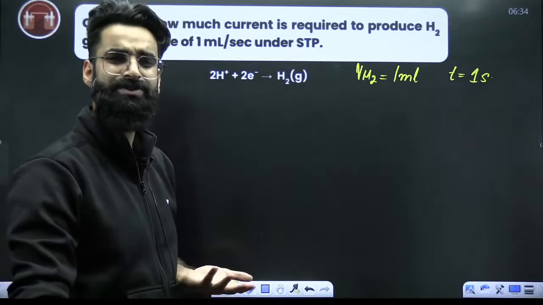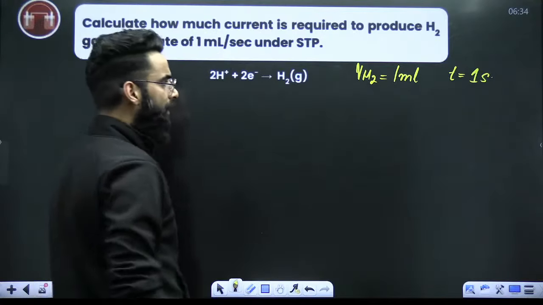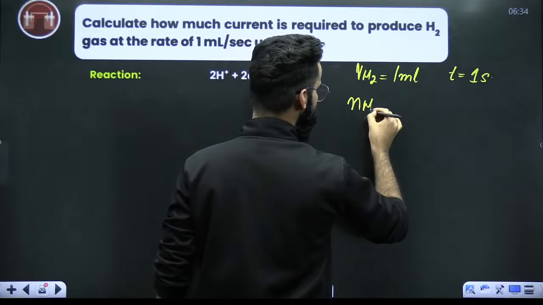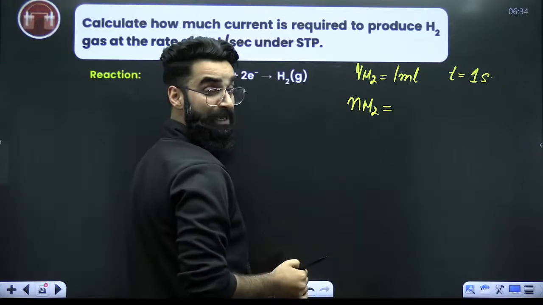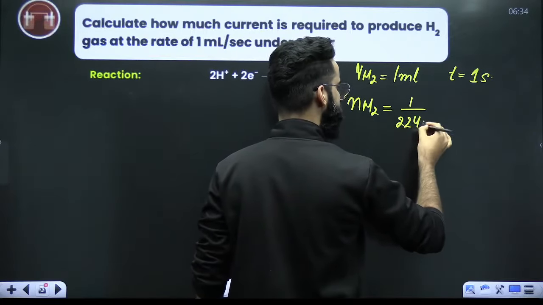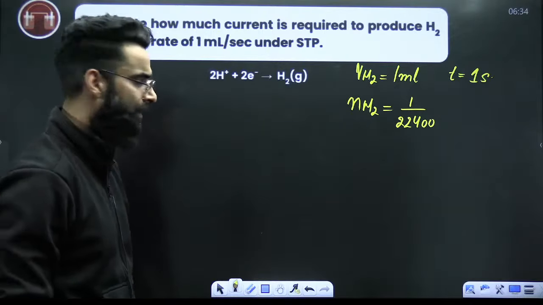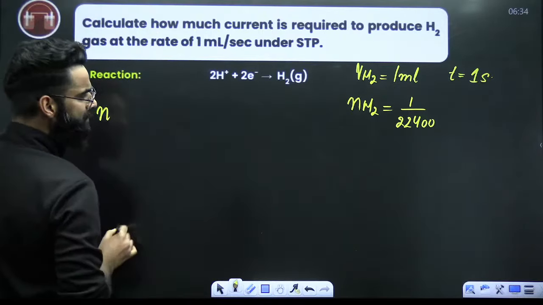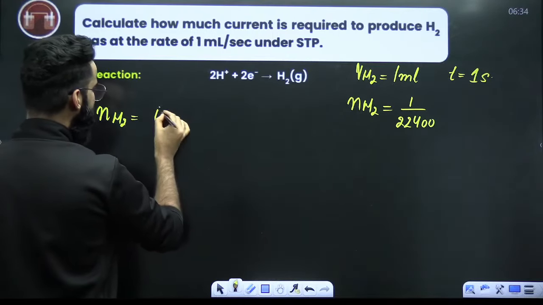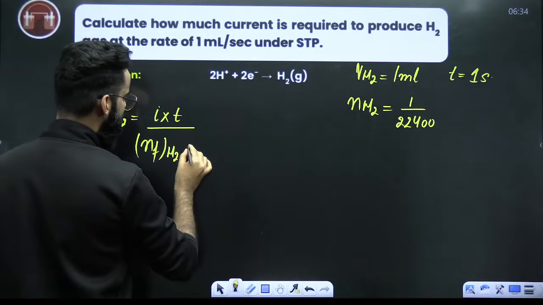The kind of approach which I've been using till now, I'll use the same approach. Since the condition is STP, 1 ml volume has to get liberated. How many moles of H2 are supposed to be liberated? It's going to be 1 divided by 22400. So these many moles of H2 should be liberated in 1 second. Now, number of moles of H2 liberated has to be equal to I multiplied by t divided by n factor of H2 multiplied by 96500.